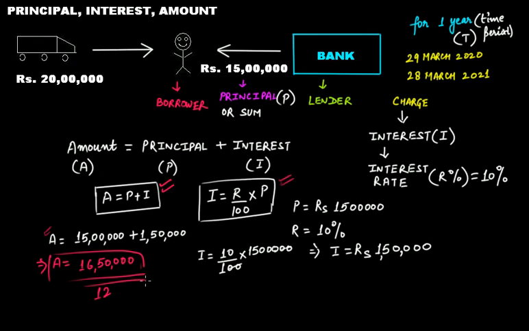Of course, it gives us the monthly amount. So every month you have to pay some amount, and you get it by this: the total amount divided by 12. That fixes your monthly amount that you have to pay back to the bank.